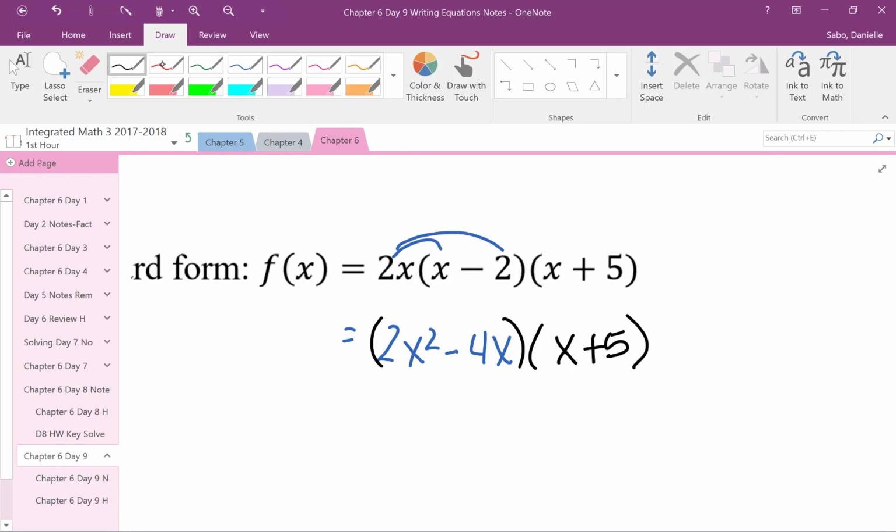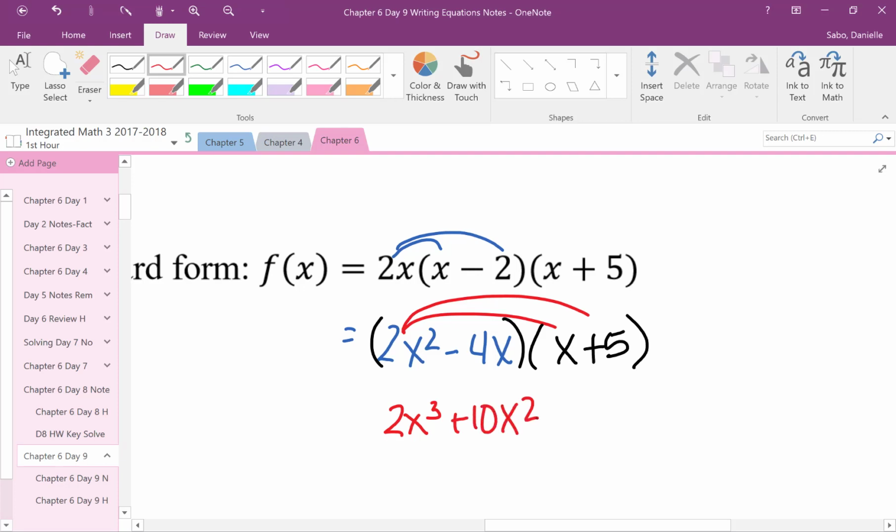This is where you would do the first, outer, inner, last, FOIL, distribute. So we would have 2x squared times x, which is 2x cubed. Then we would have 2x squared times 5. Good. Plus 10x squared. Do you have questions on that one?